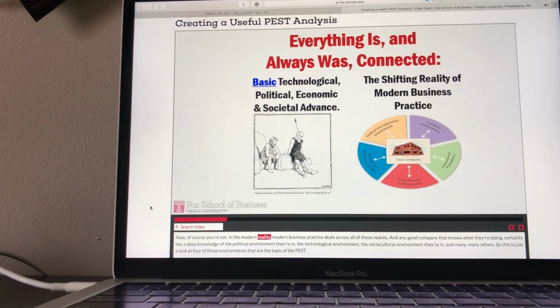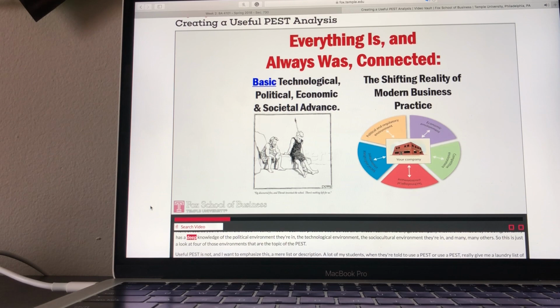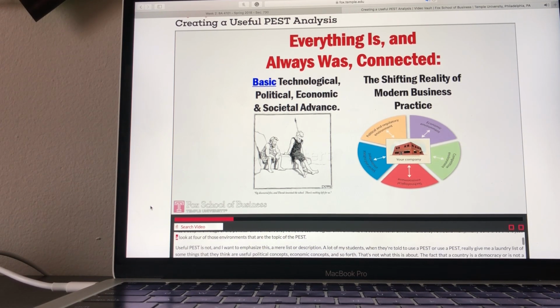In the modern reality, modern business practice deals across all of these realms, and any good company that knows what they're doing certainly has a deep knowledge of the political environment they're in, the technological environment, the social cultural environment they're in, and many, many others. So this is just to look at four of those environments that are the topic of the PEST.